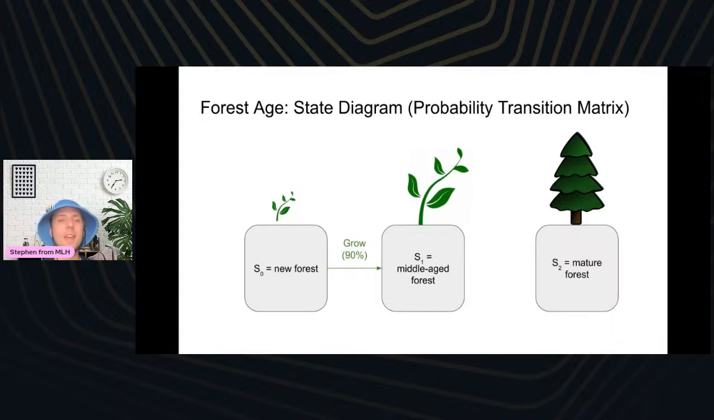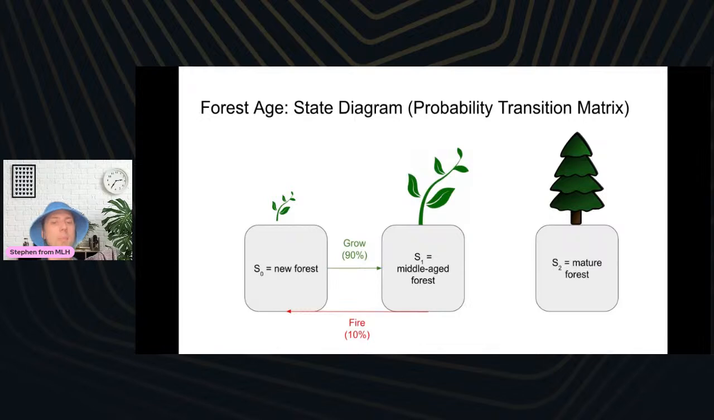Anyway, then we can assign some probabilities to the transitions. This probability, which is P01, if you remember from our matrix notation, is 0.9. It's the probability that the new forest will transition into a middle-aged forest after, let's say, 1 year. So there's a 90% chance of that. But there's also a 10% chance that there will be a fire. And if there's a fire, then a middle-aged forest could turn into a new forest.